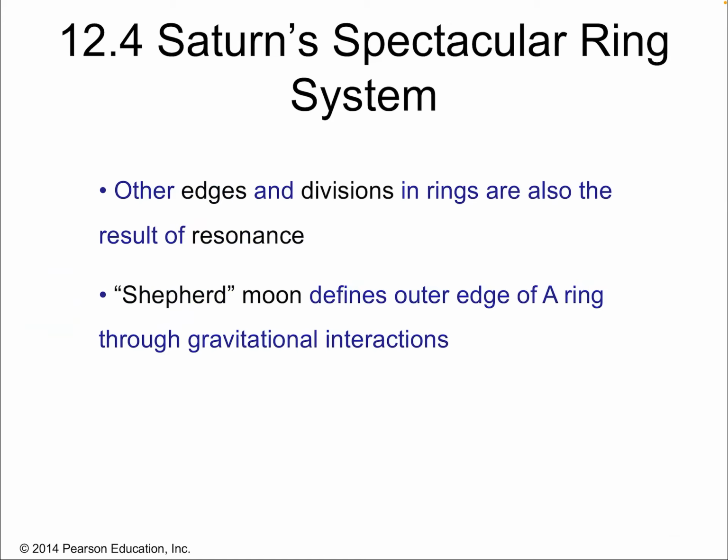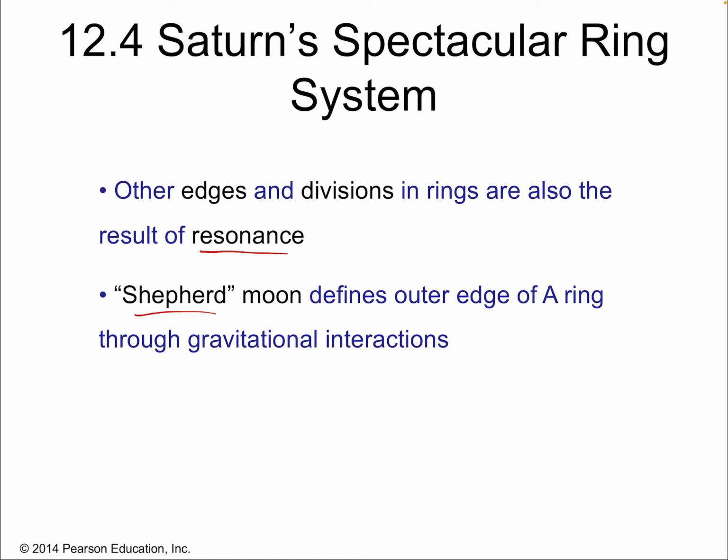Okay. Other edges and divisions in the rings are also the results of resonance. Remember, resonance is the idea of having orbits that are even multiples of each other. So if you have two objects that are in resonant orbit, then they're going to line up every second orbit or every third orbit. And that lining up of resonant orbits means that things get pulled every time they line up. Okay?